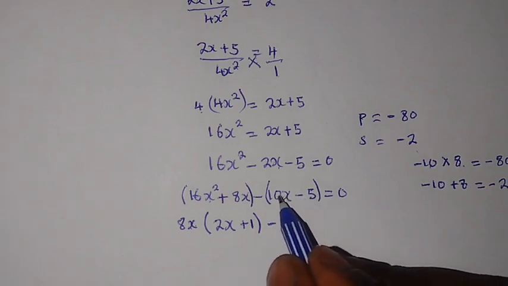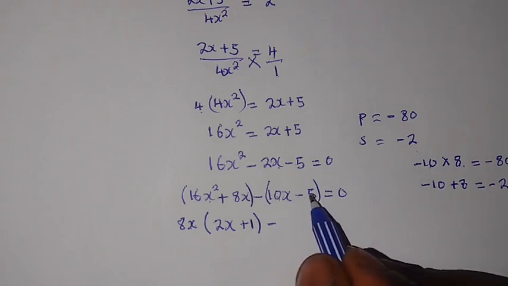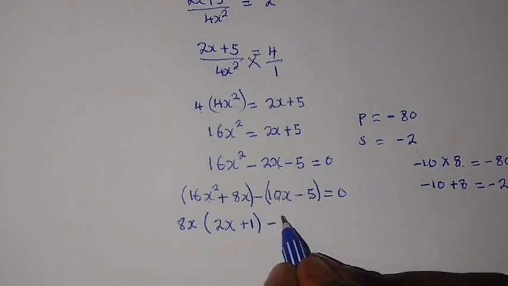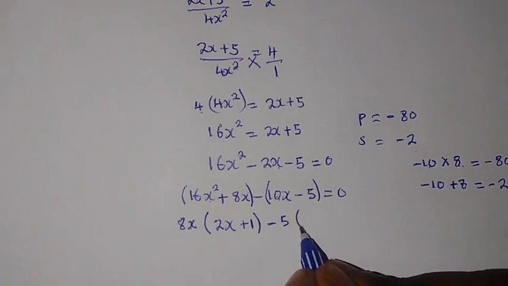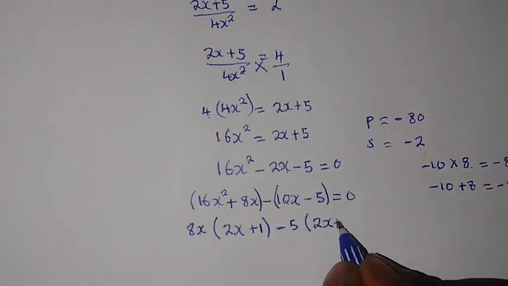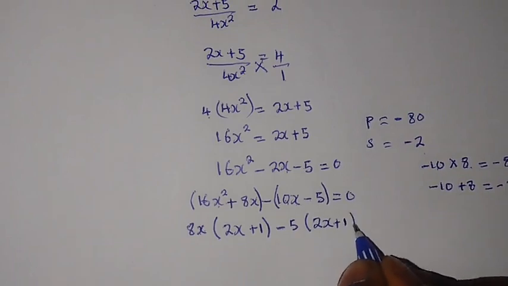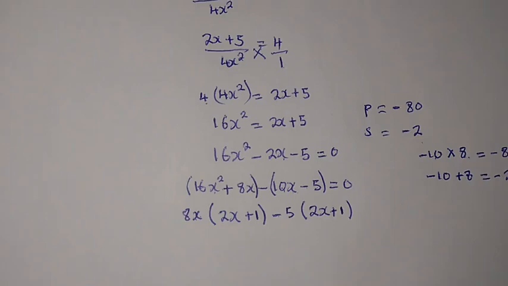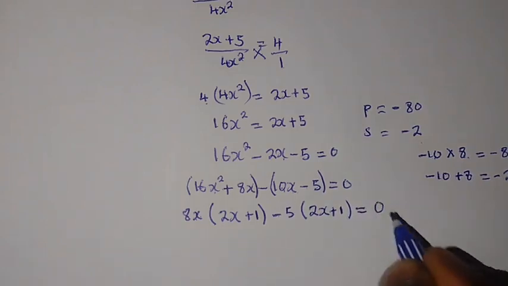Okay? So what is common? We have 10 and a 5. The highest common factor of 10 and 5, it's 5. Open bracket. 5 into 10, it's 2x. Negative times negative, we'll get a positive. 5 into 5, it's a 1. Okay? So you can see we have same things there, equal to 0.